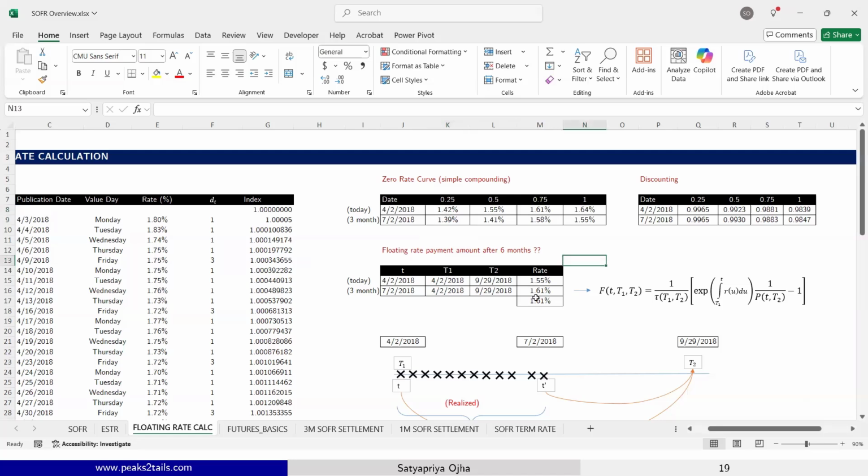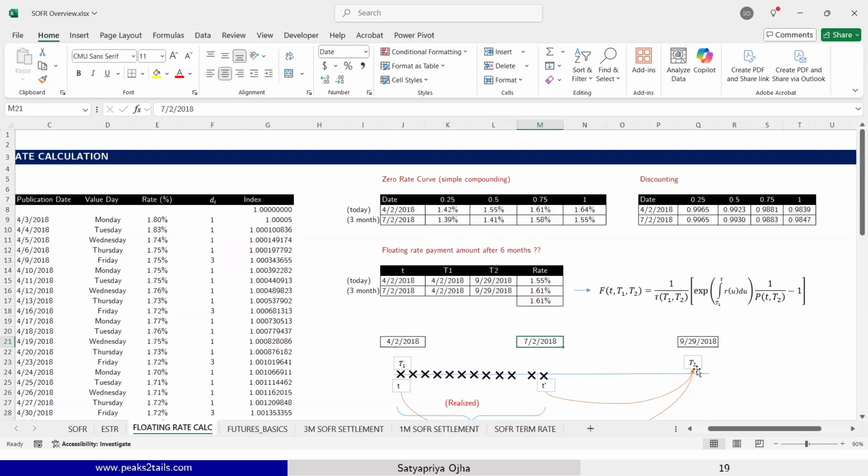So this is important, okay? In the very beginning, at this point, what is the floating coupon payment? That is 1.55%. It's the 6-month rate. That's it. End of story. 3 months have passed. Now we are here, small t. You are standing here. I'm still dealing with this rate, T1 to T2. It is not done yet.